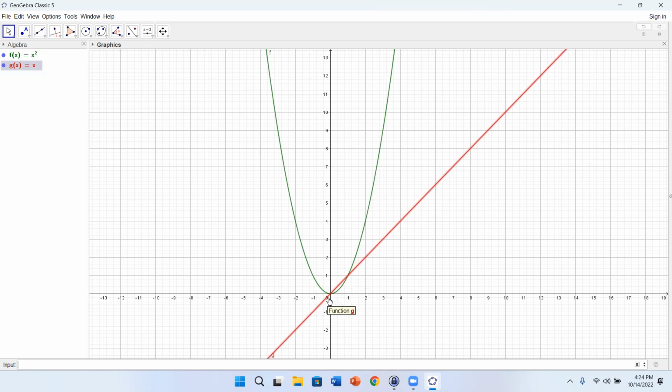So they intersect here, and they intersect at 0, because when x is equal to 0, g of x is 0, and also f of x. These are all y's, you can think of them as y's. They are 0. And this curve is an even function, which means if I put a negative number, I will get the same value as if I put a positive number. So the x square curve is symmetric.